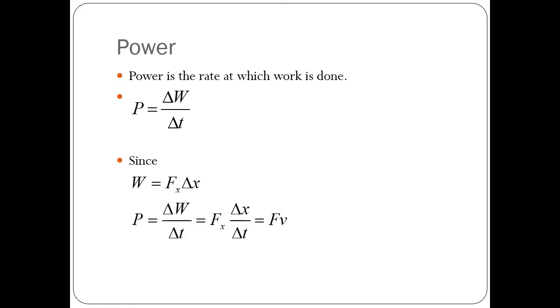Now, there's another way to say this too. Think about work as being the component of the force in the direction of the displacement times that displacement. So work is equal to Fx delta x, which means the power should be Fx delta x divided by delta t. What's delta x over delta t? Well, that's the average velocity, and if you do it over a very small time interval, it's the instantaneous velocity. So the instantaneous power, the power at one instant in time, is given by the force times the velocity.